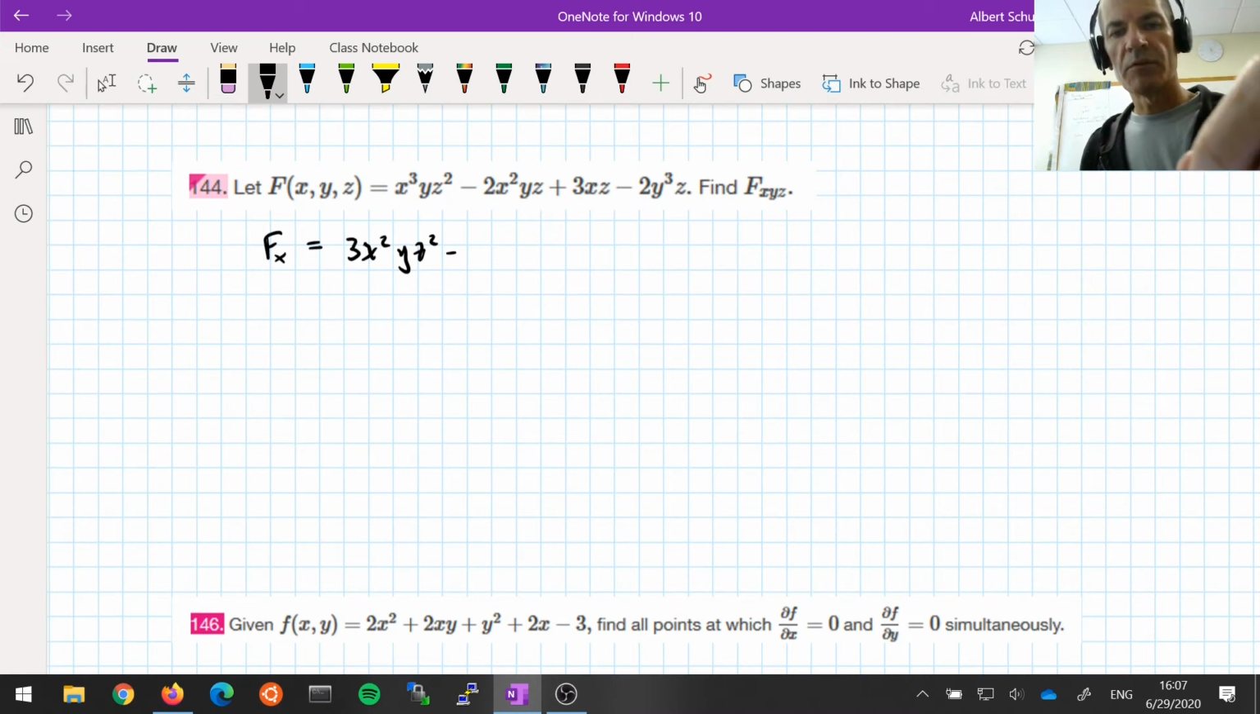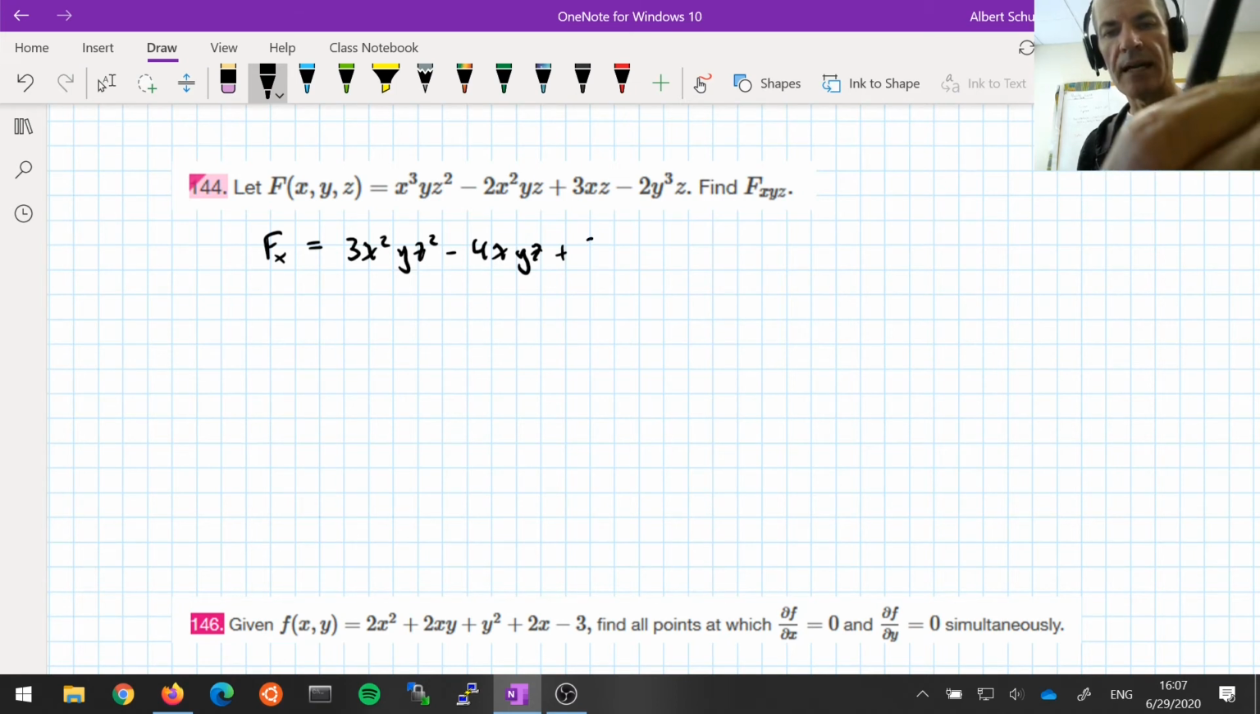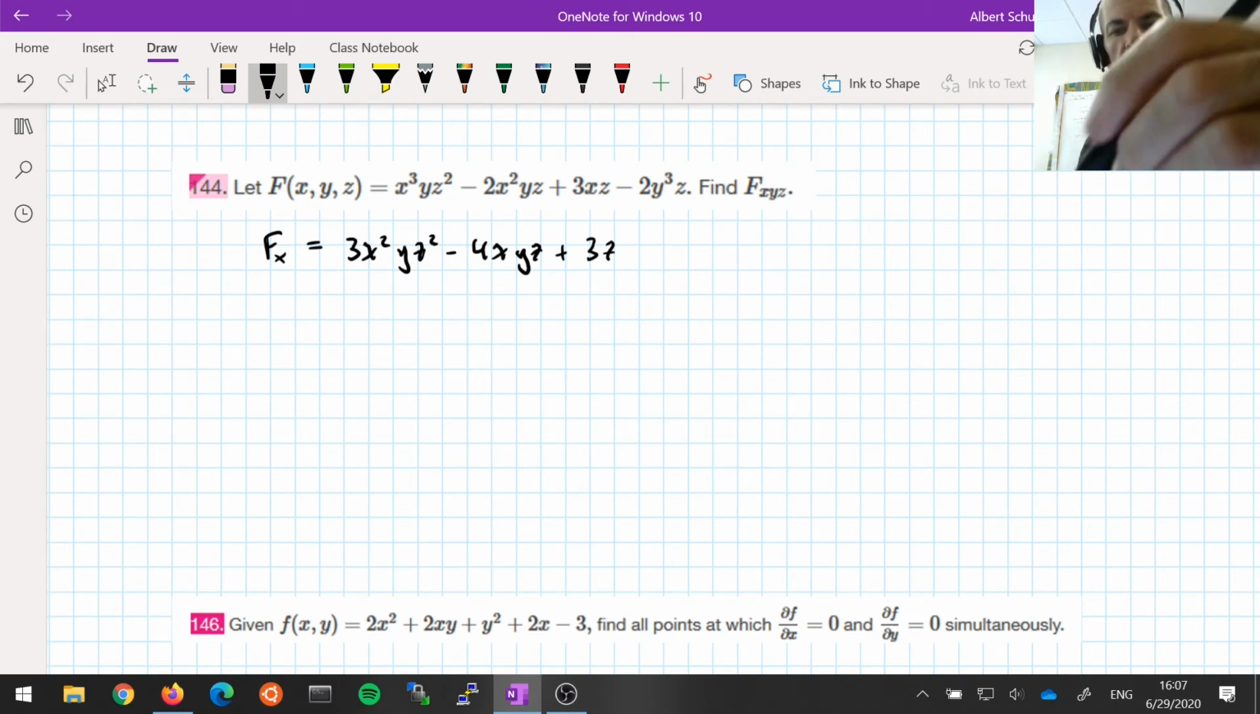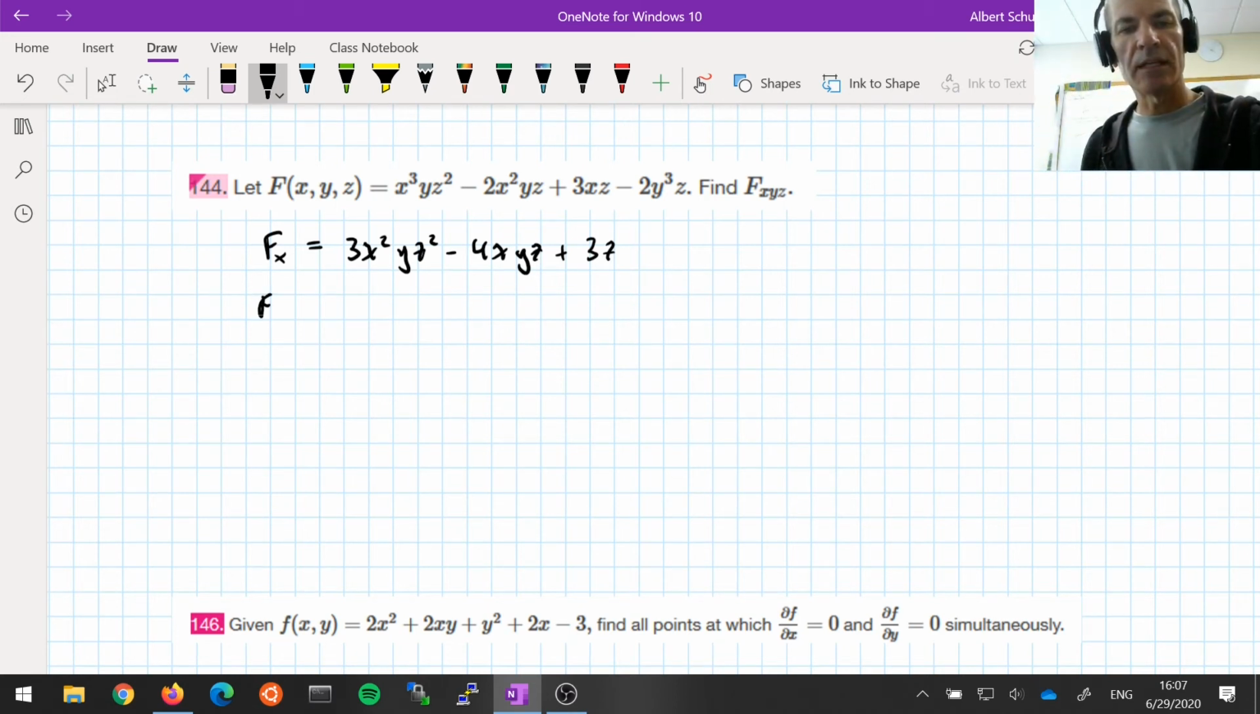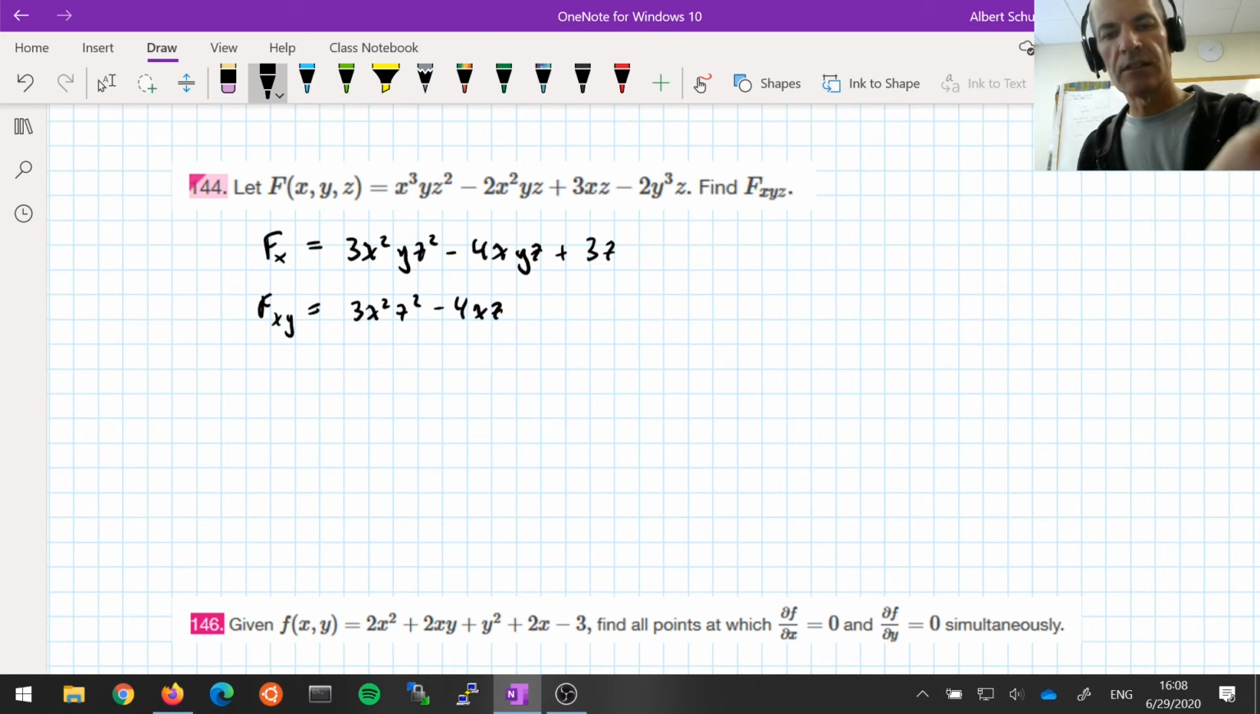Again, in the next term, we take the derivative with respect to x. That's 4x y z. The y and z just go along for the ride. In the third term, partial with respect to x, 3z. And in the last term, there is no x, so we can just leave it out. The derivative is 0. Now, in order to find fxyz, we need to find fx followed by fxy. So we now differentiate fx with respect to y. Differentiating the first term with respect to y, we get 3x squared z squared. The second term with respect to y, 4x z. And the third term with respect to y, there's no y, so we get a 0.